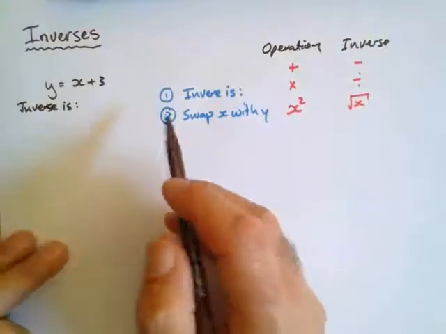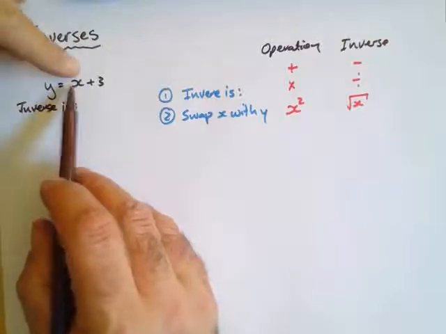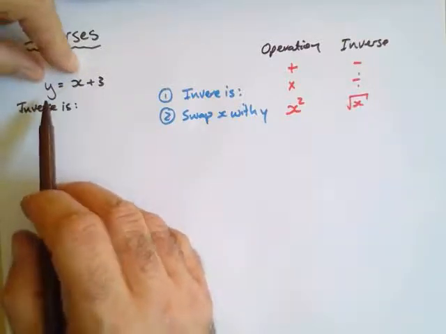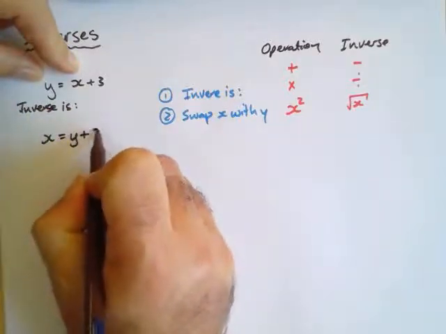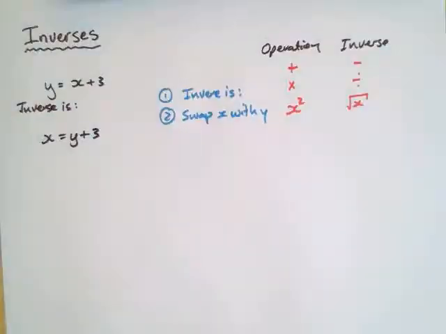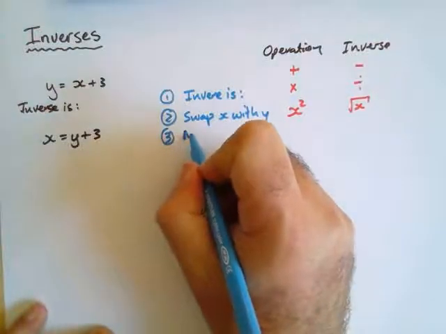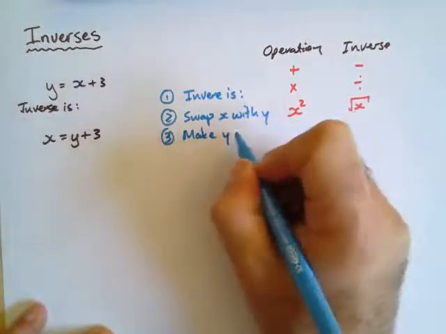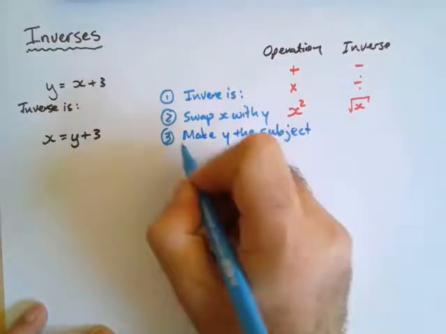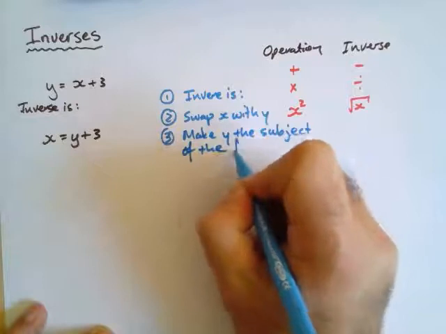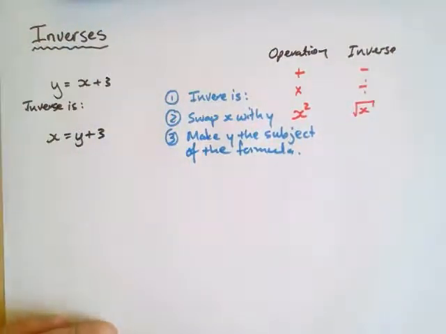If I swap x with y, it means that wherever I have an x, I'm going to put a y, and wherever I have a y, I'm going to have an x. So this will become x equals y plus 3. And now in my third step I'm going to make y the subject of the formula, or the equation. So we're going to get y by itself, in other words.